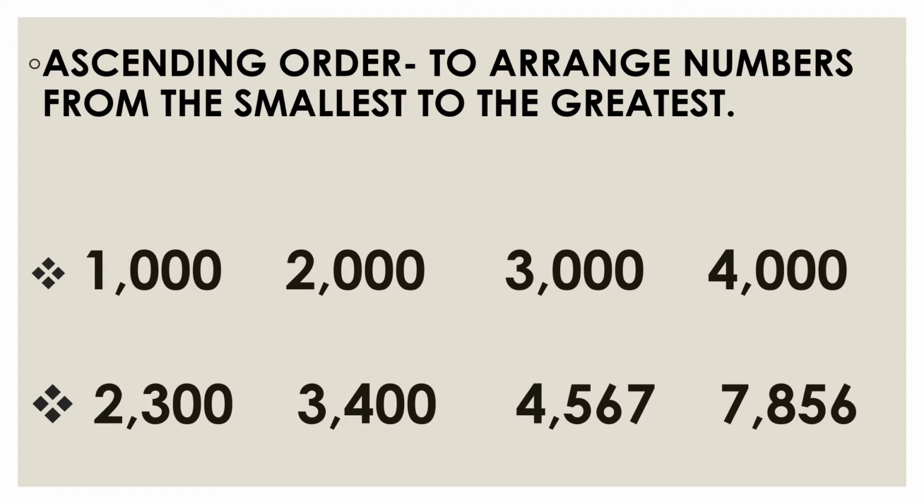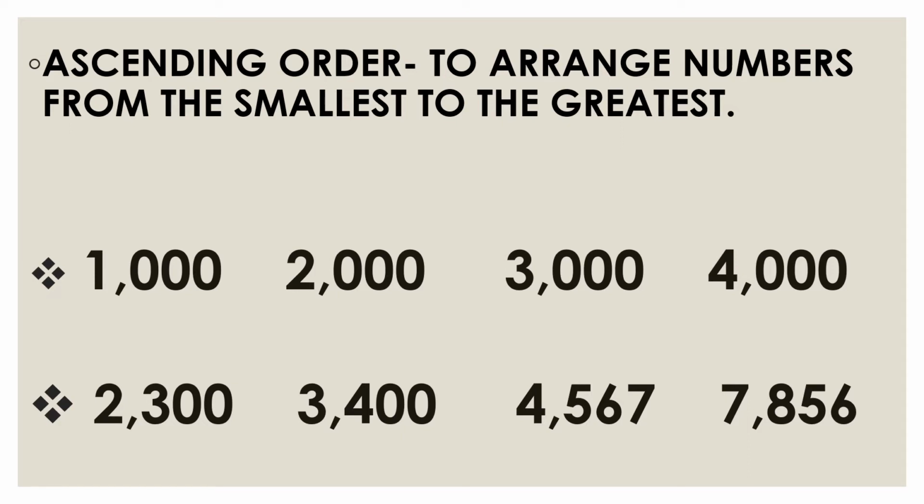Let's read what's written on this slide. Ascending order: to arrange numbers from the smallest to the greatest. So students, as you can see over here, we have arranged the numbers in ascending order. Now, look at the first number over here. 1000. Second, 2000. The third one, 3000, and the fourth one is 4000. So as you can see, we have gone from the smallest number, which is 1000, to the greatest number, which is 4000. Let's look at the next example.